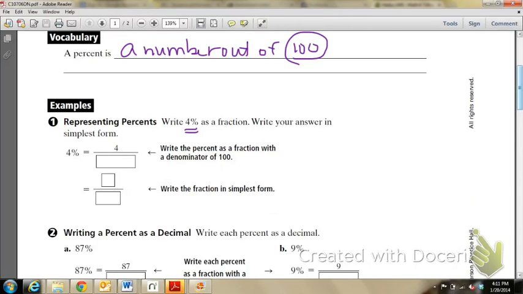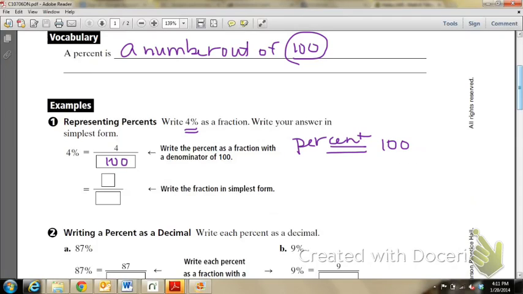So, percent, anything that has cent in it means 100. There are 100 cents in a dollar, a century has 100 years, a centipede has 100 legs, and so on and so forth. So percent always means out of 100. So 4% means 4 out of 100.